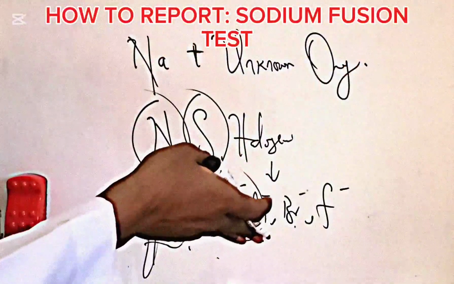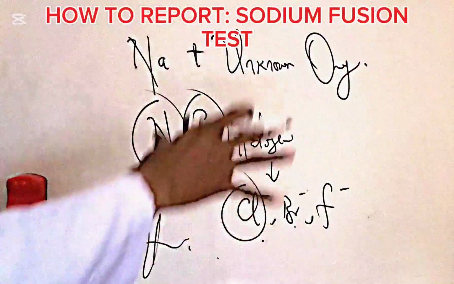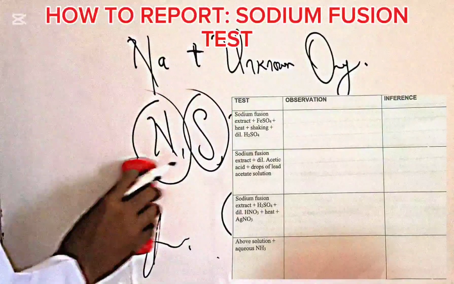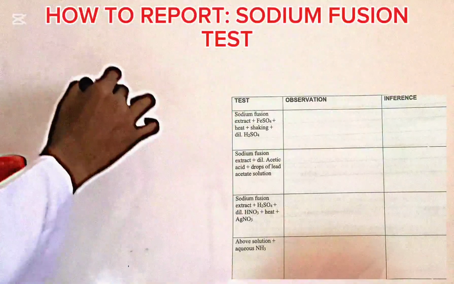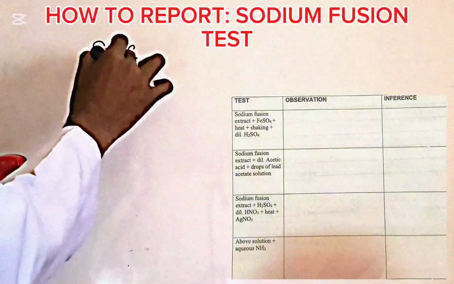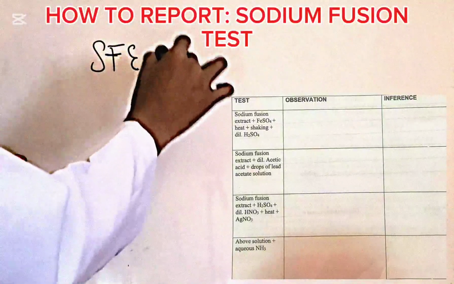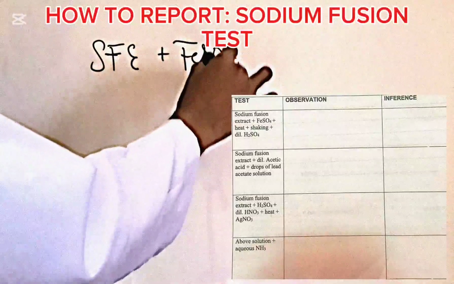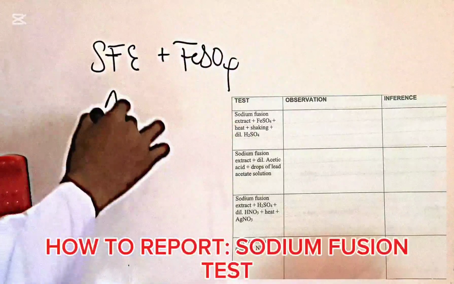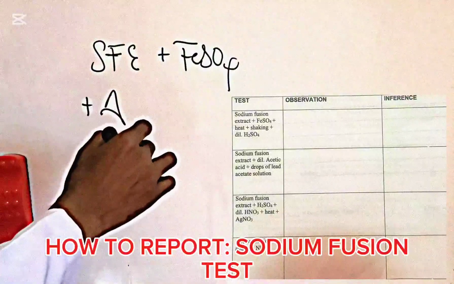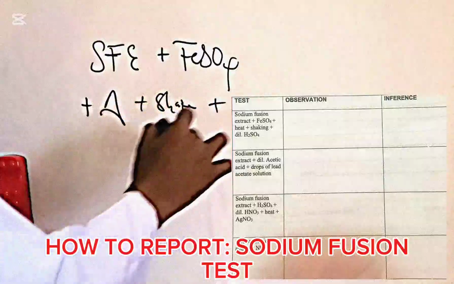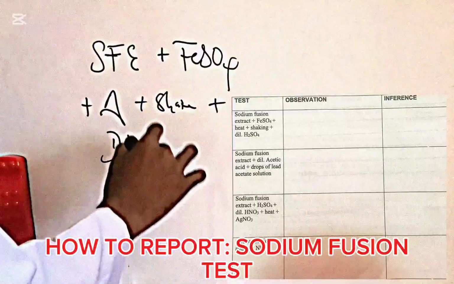Now, if you look at the first column in your experiment where you are supposed to report, let me wipe this off. You are supposed to have the sodium fusion extract, which I'm going to abbreviate. You're supposed to add it to the iron sulfate. But before you shake, you need to heat. So I'm using this triangle to symbolize heating. Then you shake, and then you add dilute sulfuric acid.